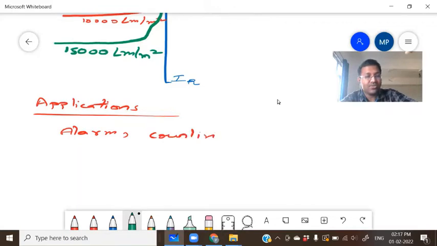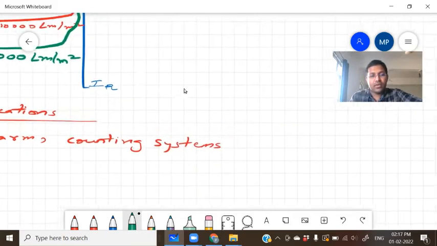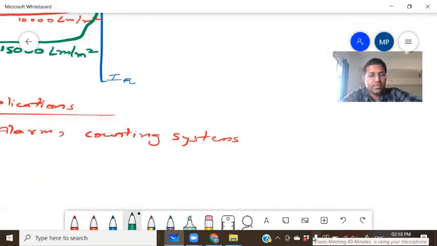Next, it is also useful in counting. Suppose people are walking inside a home. Each person coming inside obstructs the light beam. When the obstructed light beam falls on the diode, a signal is received at the end of the diode. That can be used for counting systems. So, alarm systems, counting systems.